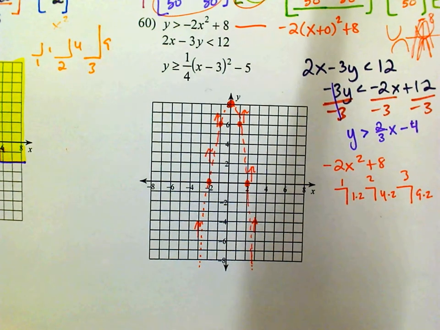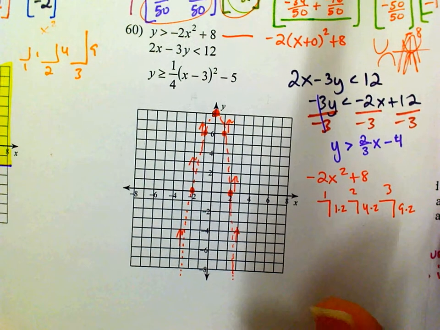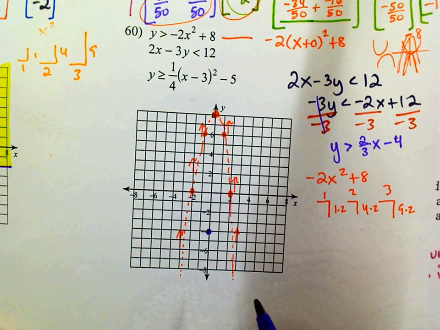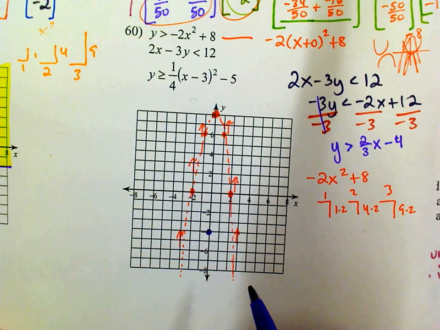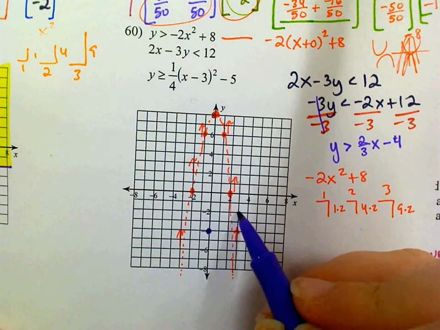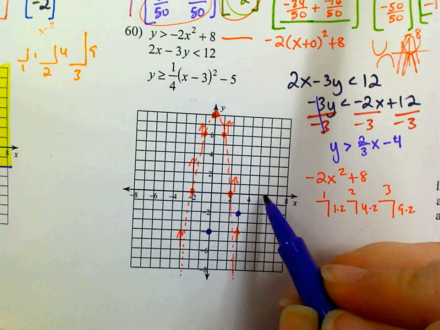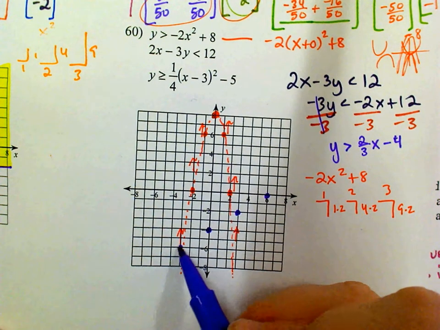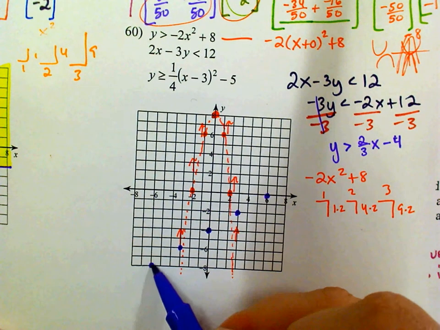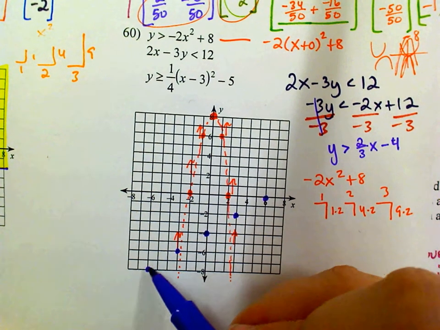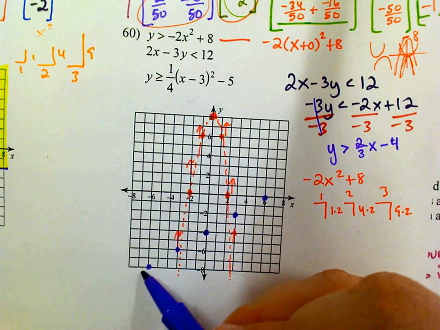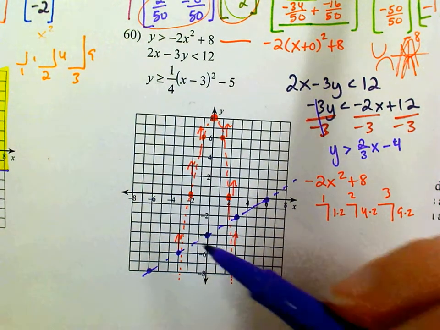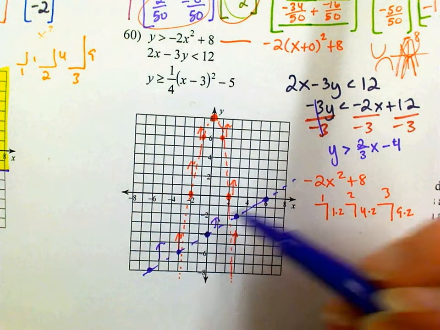Okay, 2/3 x minus 4, so the y-intercept is negative 4. What's my slope? 2/3. So up 2 over 3, and down 2 to the left 3: 1, 2, 3. Solid or dotted line? Dotted. Arrows pointing up or down? Up. So I need to be outside the parabola, but above that line.